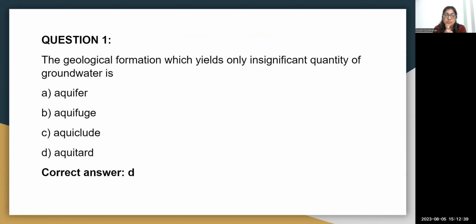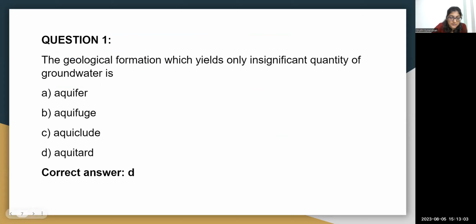So our question was, which geological formation will yield only an insignificant quantity of groundwater? The answer here is aquitard. Like we discussed, it's not aquifer. Aquifer gives a good, significant quantity of water, but aquitard gives only an insignificant quantity of water. So that was the first question.